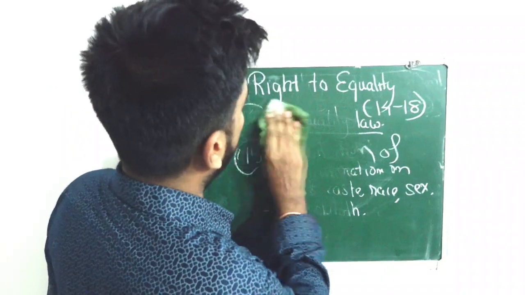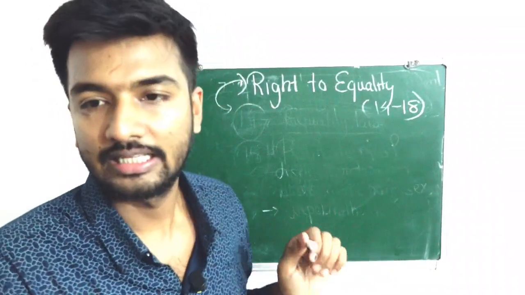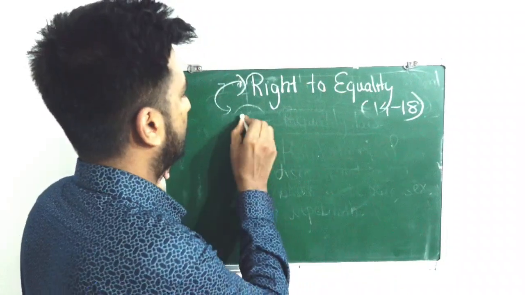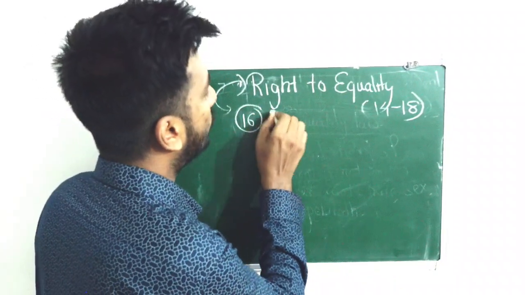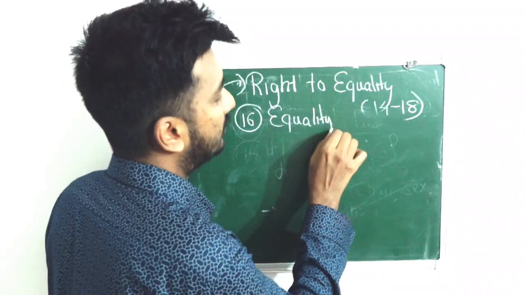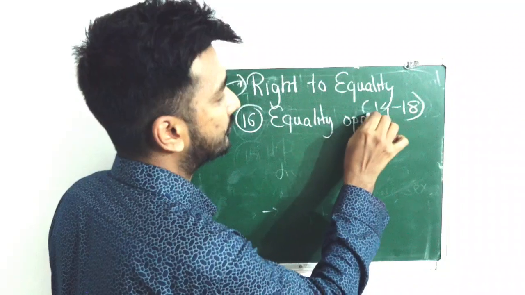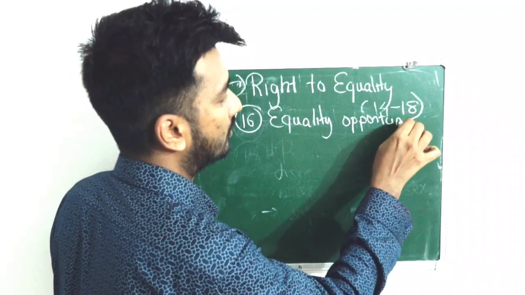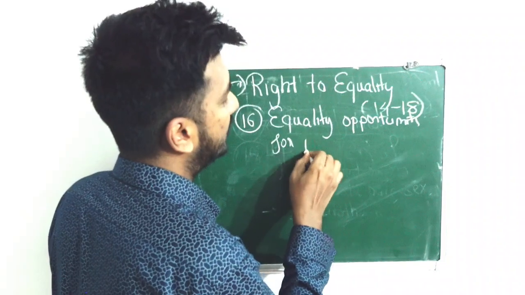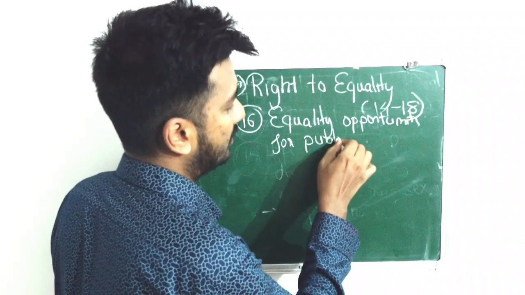Now, what is 16? 16 says equal opportunity for public employment.